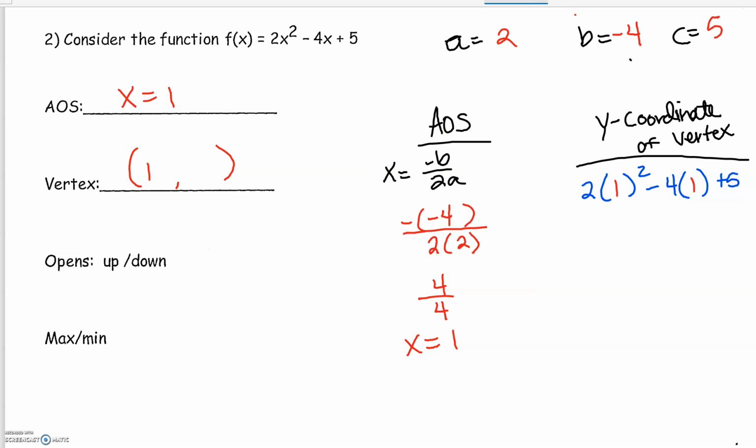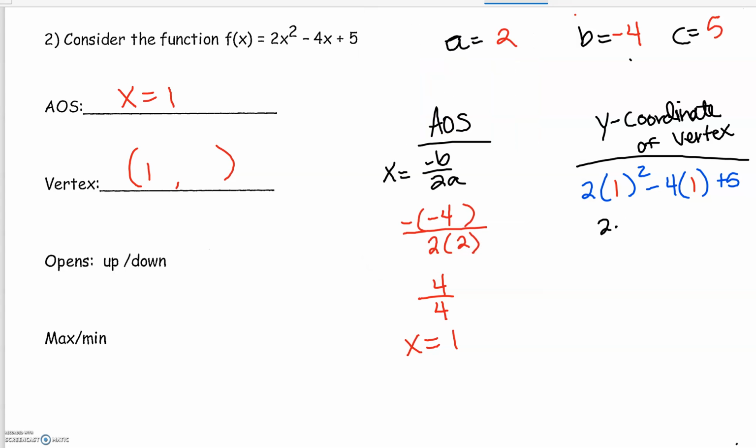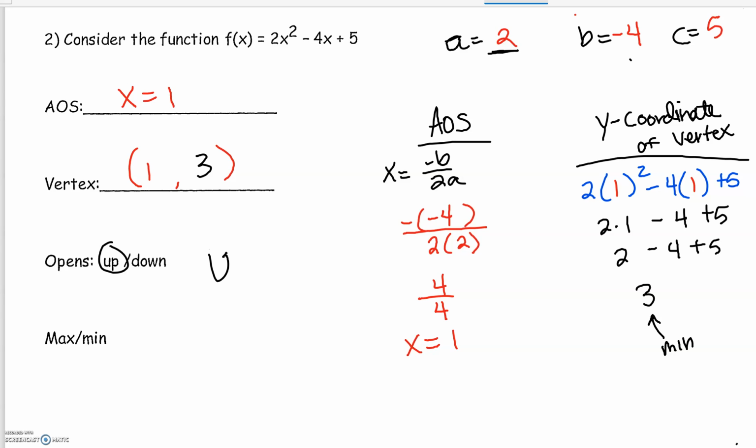So plugging 1 in here, and then we're going to square, and 2 times 1 is 2, and negative 4 times 1 is negative 4, and we're going to wind up with 3. That is our minimum, and that goes here for our y value. So this opens up because a is positive, and so that means that we have a minimum there at 3. Go ahead and try that last one and check when you're ready.